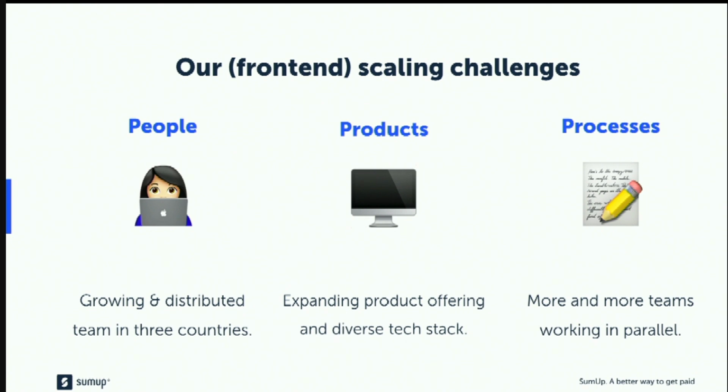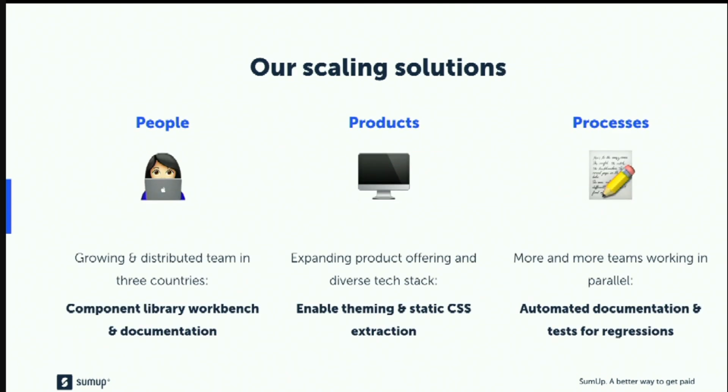And now I'm going to talk about what specific solutions we had for each of these, and I'll go into them in depth afterwards. So for people, we gave them the most productive environment that we could, which was a component library workbench so they could develop components outside the context of an application. And we also gave them in-context documentation so they could do as much of their work as possible without having to context switch. When it came to products, we knew we wanted to keep our branding consistent, but we also knew we had different use cases where we needed to be flexible. For that, we introduced the concept of theming.